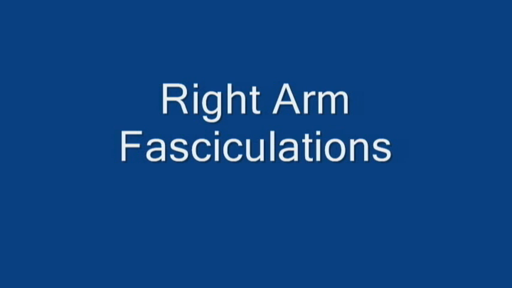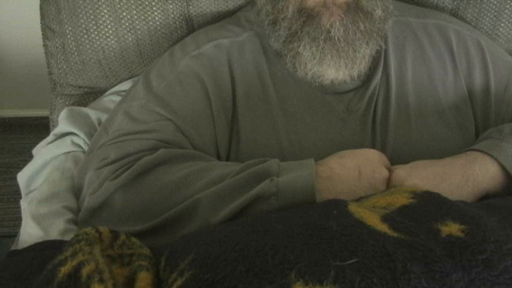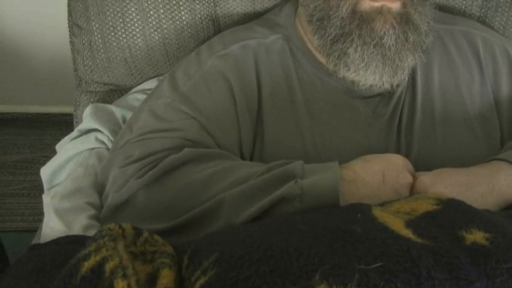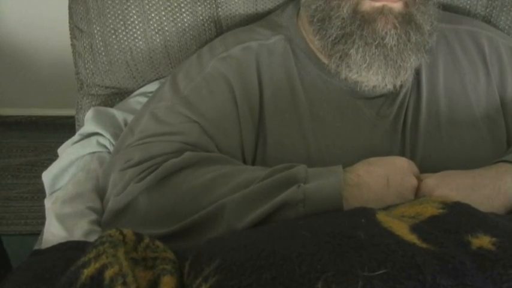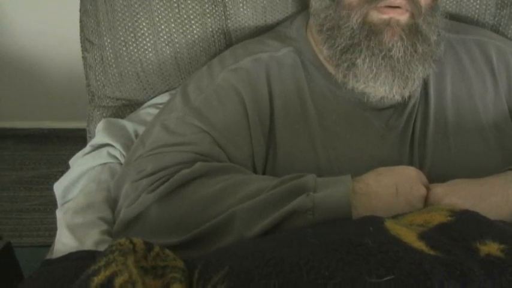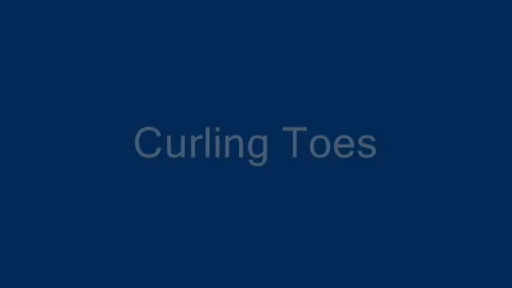The purpose of this video is to show Bill's symptoms because he does not always present all these symptoms during his medical office visits. The right arm fasciculations and twitchings are his most common occurring symptom that significantly interferes with his right arm function.